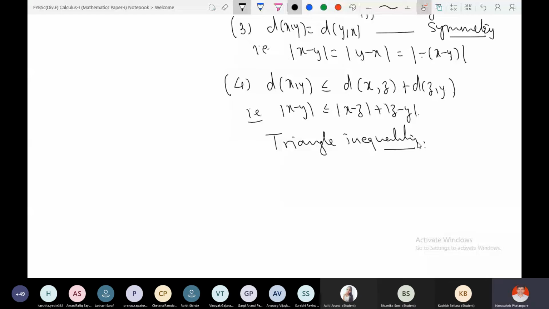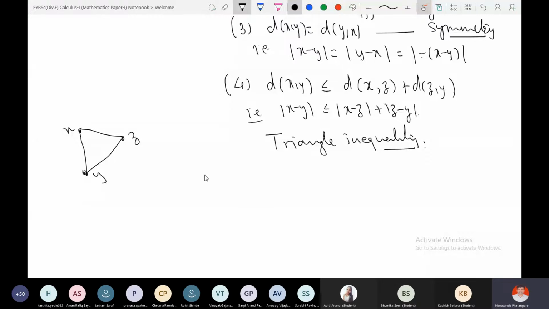So this is a general version of triangle inequality. Why is it a general version? Because if I have point x here, y here, and z here, and I want to measure the distance between x and y, then the distance of x from y is less than or equal to the distance of x from z plus the distance of z from y. Right? That is what the triangle inequality is. There are different versions.